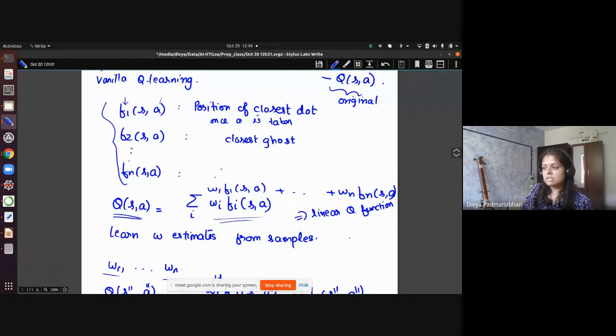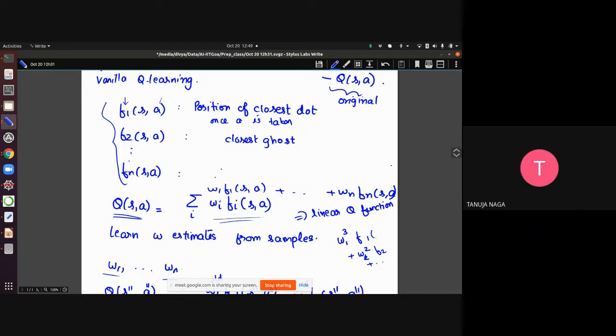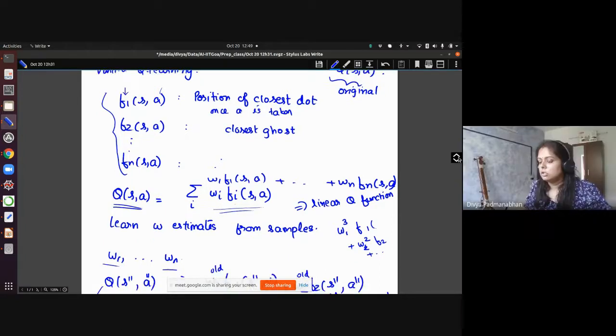So what you could have is maybe something like this: w1 cube times f1, right? Or w2 square times something like that, right? You can also have polynomials like this. It's a more complicated function. I mean, this Q function overall becomes more complicated, right? Okay, is that clear, Tanuja? Yes, ma'am. Okay, sure.